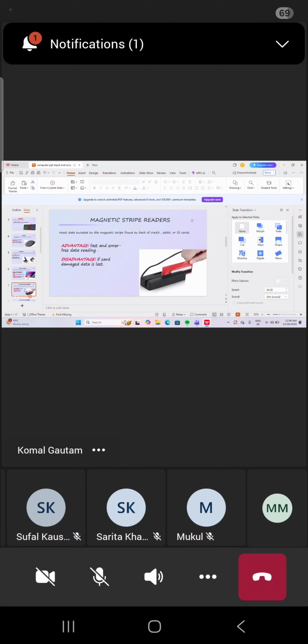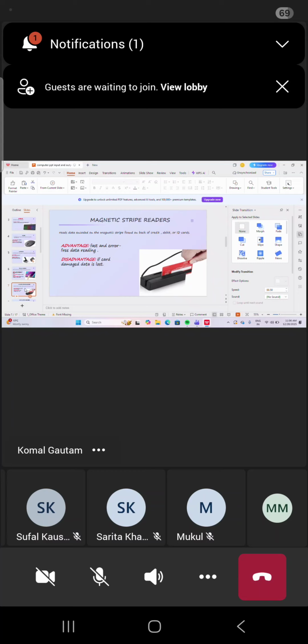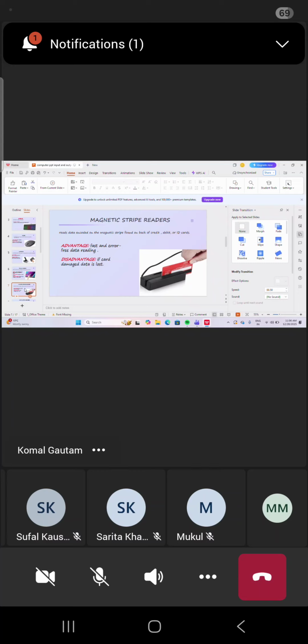Next is magnetic stripe readers. Magnetic stripe readers are used to read data encoded on the magnetic stripe found on the back of credit cards, debit cards, or ID cards. There are a few advantages and also disadvantages. The advantages are it is very fast and error free. It gives very fast data and also error free data. If a card is damaged, then data can be lost. This is the disadvantage of magnetic stripe readers.